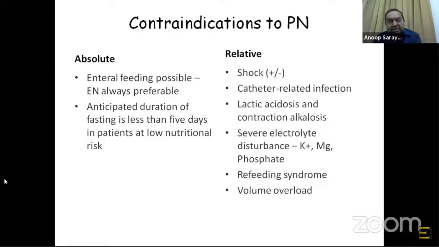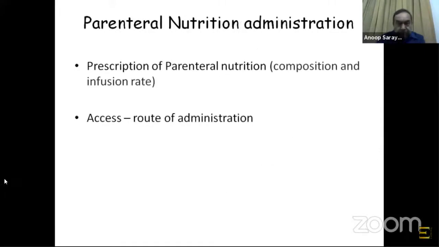What are the contraindications? There are certain absolute contraindications, like when enteral feeding is possible, and when the anticipated duration of fasting is less than 5 days in a patient at low nutritional risk. So these are absolute contraindications, and relative contraindications are when shock is present, catheter-related infection, lactic acidosis and contraction alkalosis, severe electrolyte disturbances, and refeeding syndrome or volume overload.